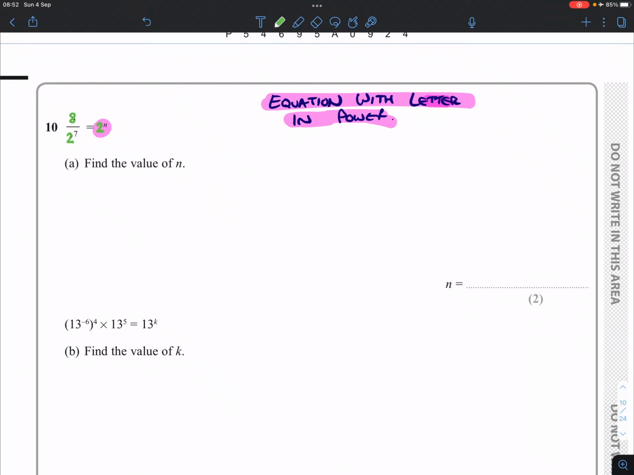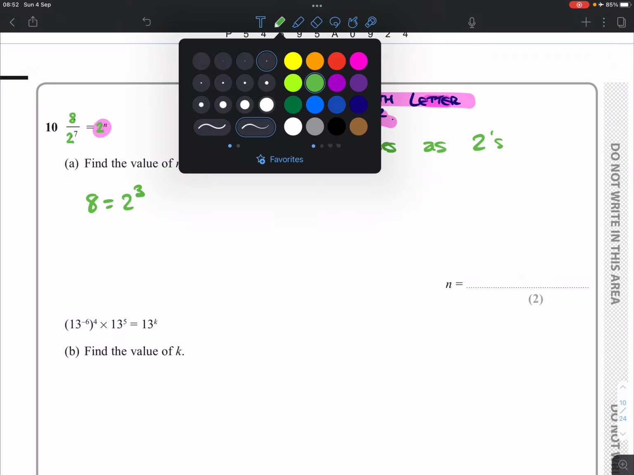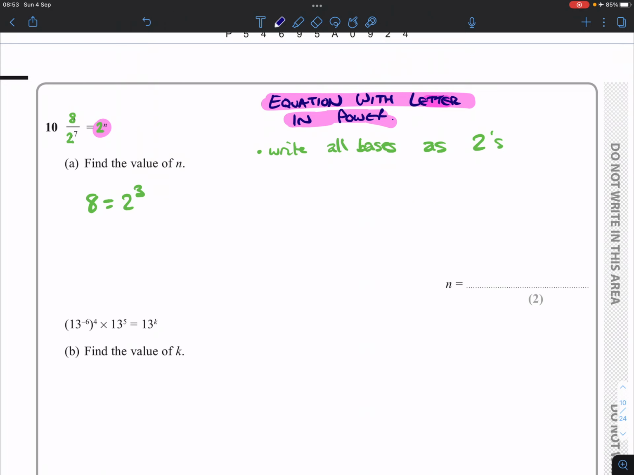Our first step is to write all bases as the same number. So we don't want that 8. We want it as 2's. And 8 is 2 cubed, which means we want to replace 8 with 2 cubed. If we do that, we'll end up with 2 cubed, the other 2 won't change, over 2 to the power of 7 equals 2 to the power of n. So that just made all the bases the same.